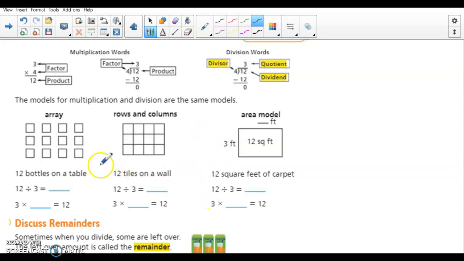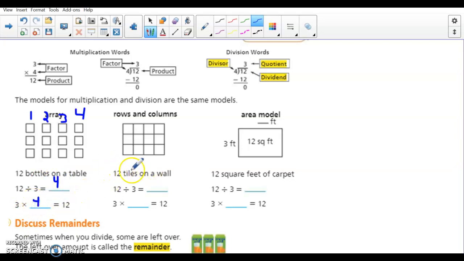And so these pictures can show us a little bit about what division really means. If you have 12 bottles on a table and you want to divide them into groups of 3, I see one group here, another group of 3 here, a third group of 3 there, and a fourth group here. And so I would say 12 divided by 3, or when you split 12 into equal groups of 3, you will get 4. And the inverse of that would be true as well. 3 times 4 will get you to 12.